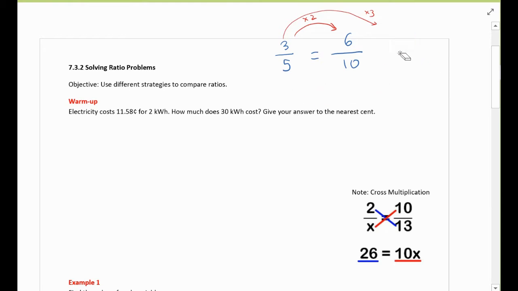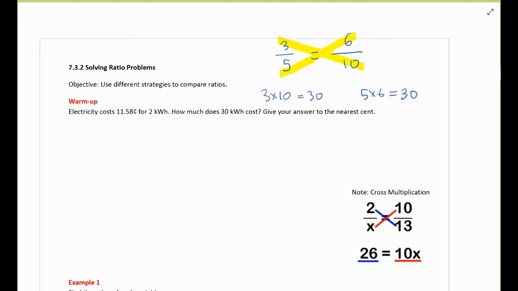So I want you to look at those two fractions, 3/5 and 6/10. What we're going to do is multiply diagonally, 3 times 10 and 5 times 6. So everyone, what's 3 times 10? That is 30. Then what is 5 times 6, everyone? That is 30. Is that right? So when you multiply diagonally like this, 3 times 10 is the same as 5 times 6. That is called cross multiplication.